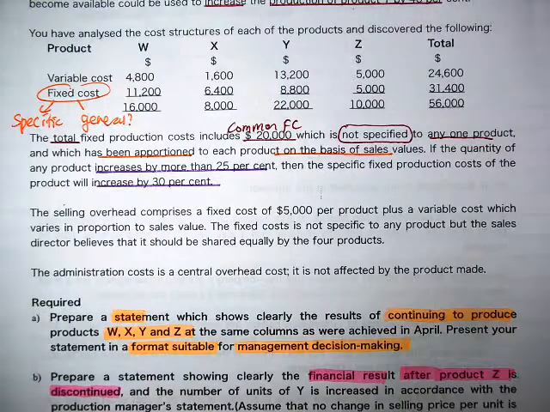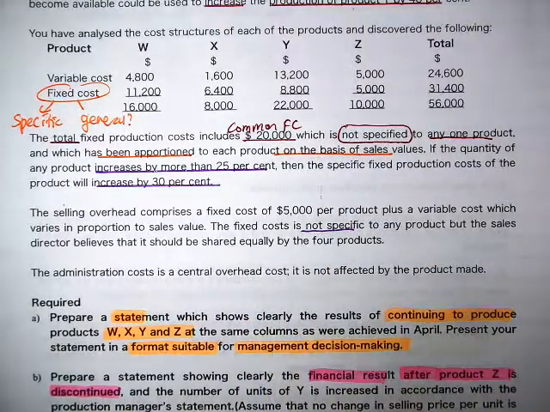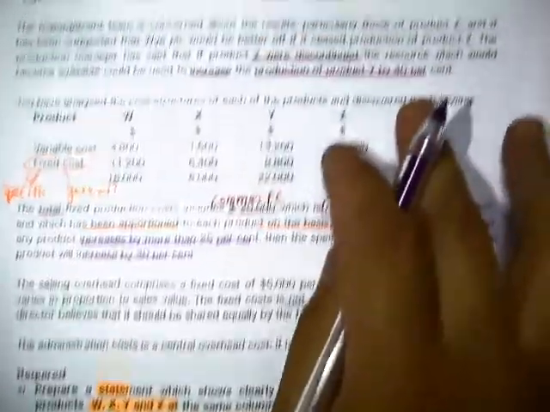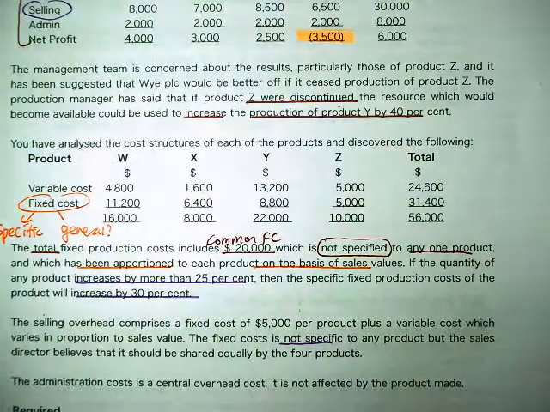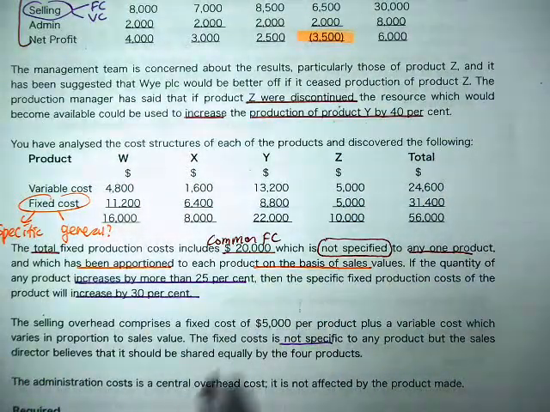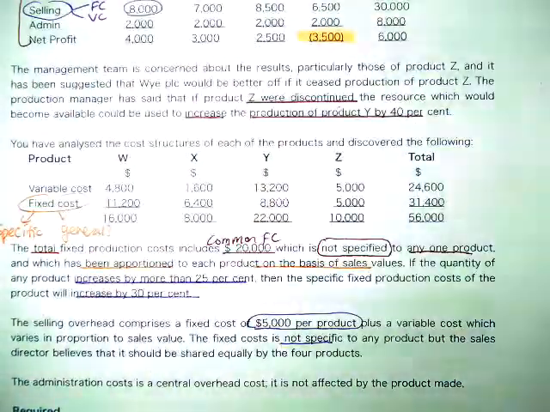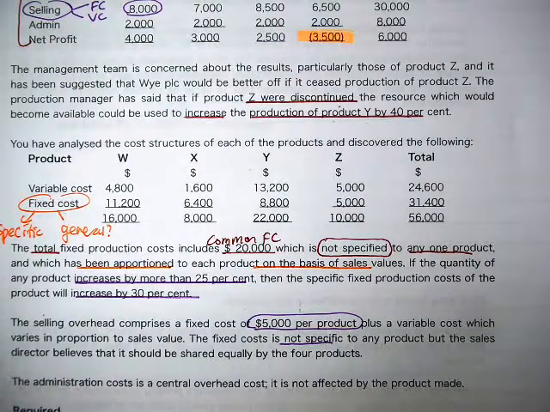Okay, the selling overhead comprises a fixed cost of 5,000 per product plus a variable cost which varies in proportion to the sales. The fixed cost is not specific, but the sales director believes that it should be shared equally. Again, they tell you in the selling overhead, one portion will be fixed, one portion is variable. The fixed portion is 5,000 per product. So if the amount is 8, that means 5K is fixed, so variable must be 3. So you can interpret the question in this way.